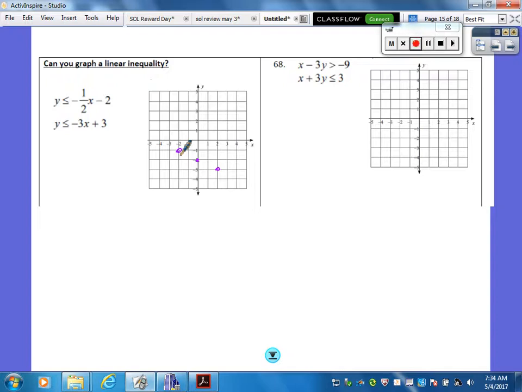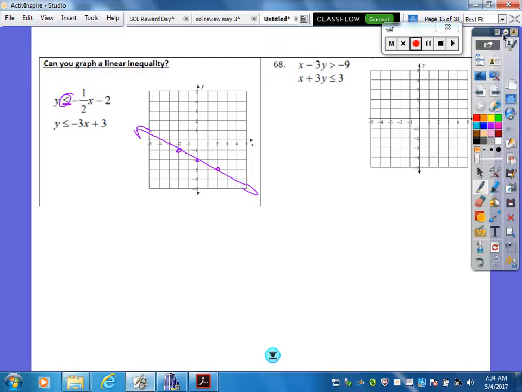Now here's where it goes different. You've got to decide, should this be a dashed line or a solid line? And if it's equal to, then make it a solid line. And then the second way this is different is you've got to do some shading. So should this be shaded above the line or below the line?